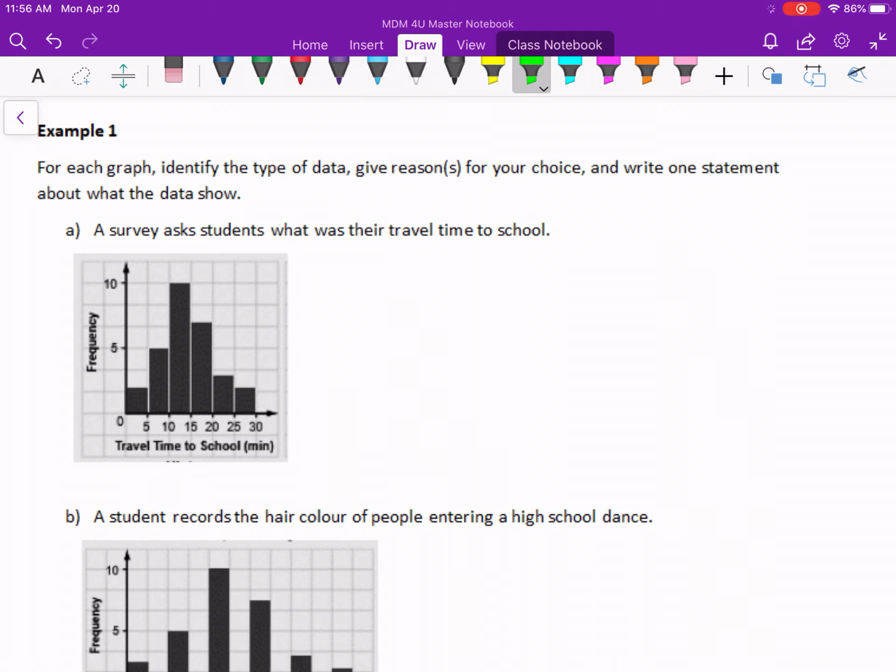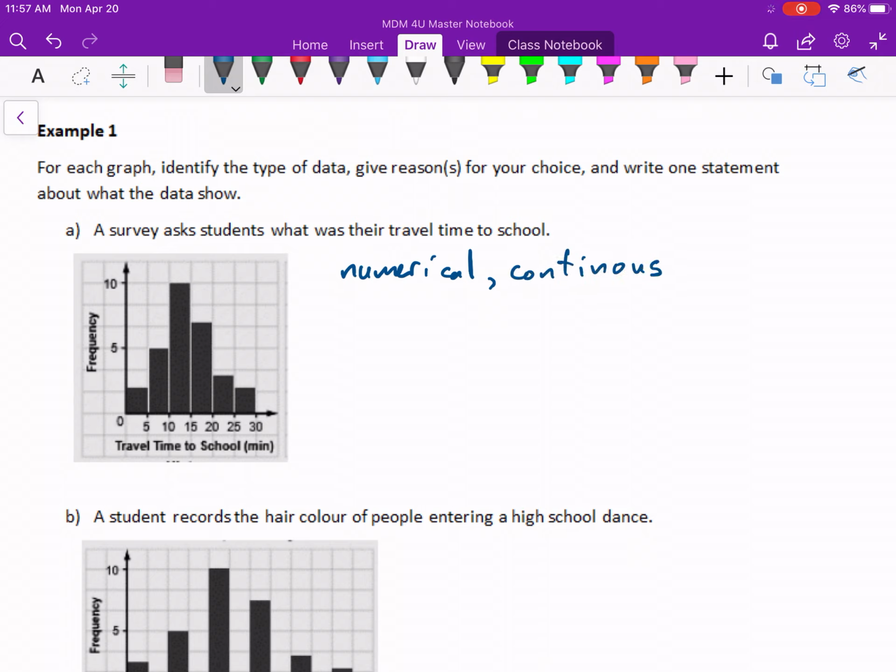All right, so travel time to school. We're back to types of data, right? Is this numerical or is it categorical? Well, travel time is definitely a number, so it's numerical. And if it's numerical, is it discrete or continuous? Well, we've seen before that time is a continuous thing. We can break it down and it makes sense.